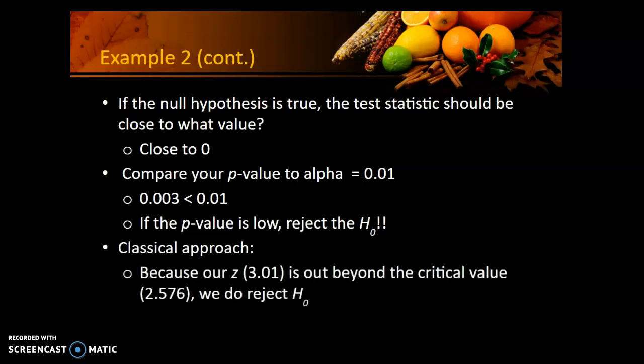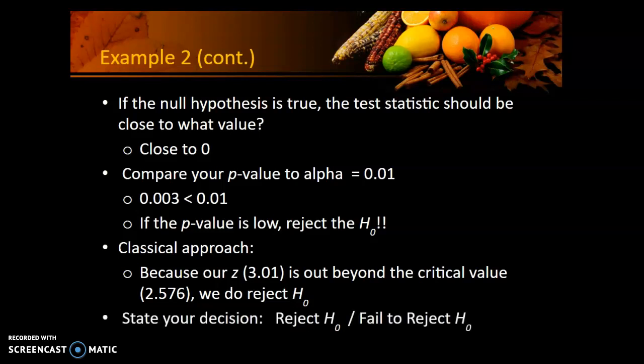The classical approach, our Z of 3.01, was further from zero, or out beyond the critical value from our spreadsheet of 2.576. Doesn't matter which approach you use, you reach the same decision. So finally, reject the H0 because p is low.